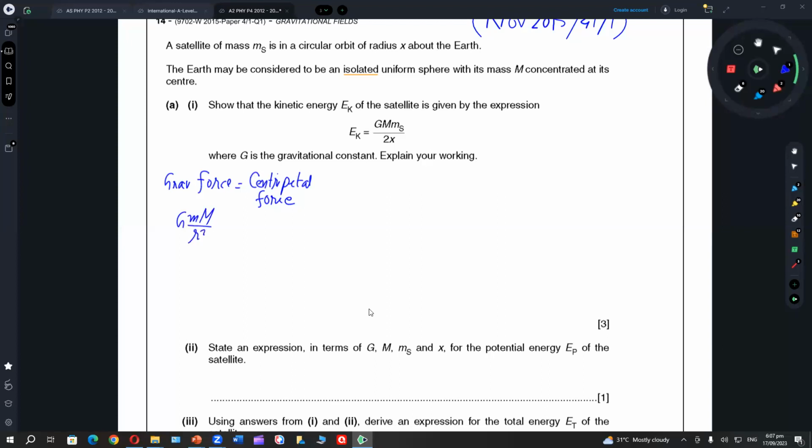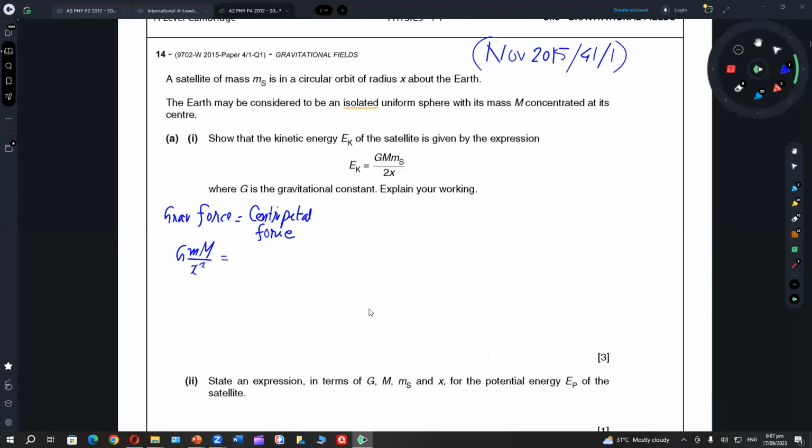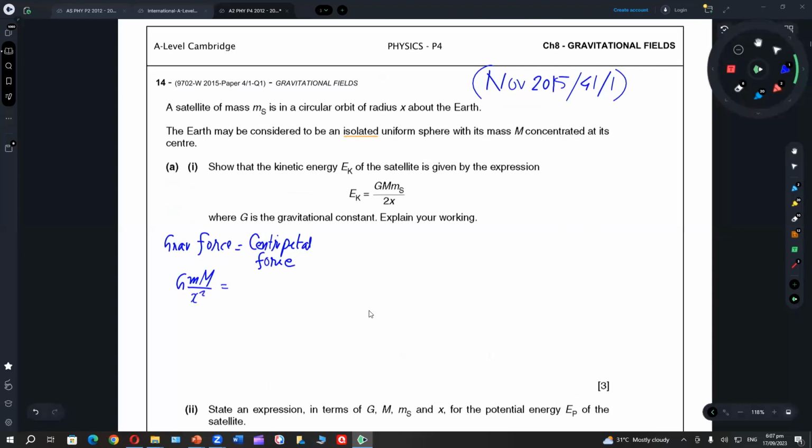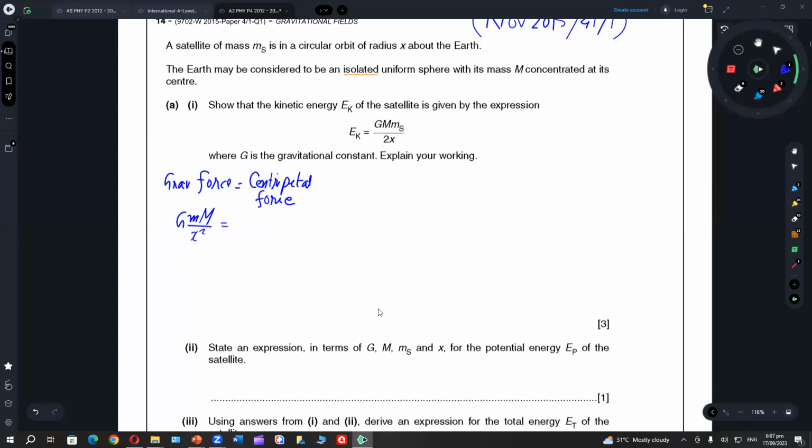I'm sorry, Newton's law of gravitation. I call Newton's law of gravitation and I will be using letter X. Satellite of mass ms, and what is the mass symbol he has used for Earth? He has not used any symbol for Earth. Has he used? He has used capital M. Okay, fine. This is the first step.